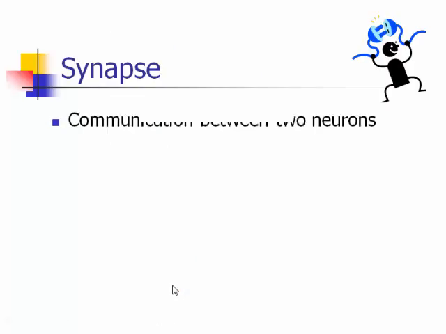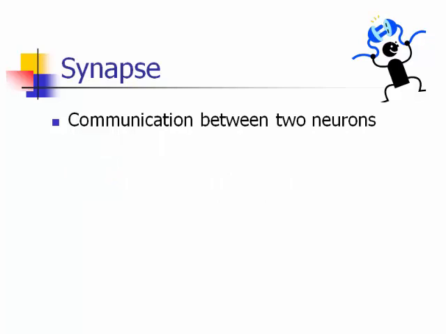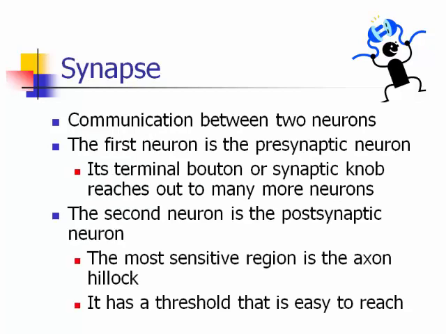Okay? So the synapse is a communication between 2 neurons. The first neuron is the presynaptic neuron. The book calls it, remember, the terminal bouton? I don't know, like it's French? I don't think so. Synaptic knob, the axon terminus is what I call it usually. Synaptic knob is good because it looks like a doorknob, right? Reaches out to many more neurons. And the second neuron is the postsynaptic neuron.